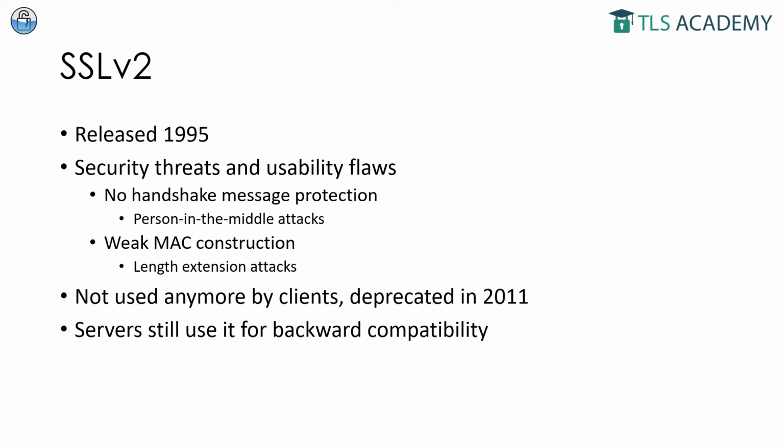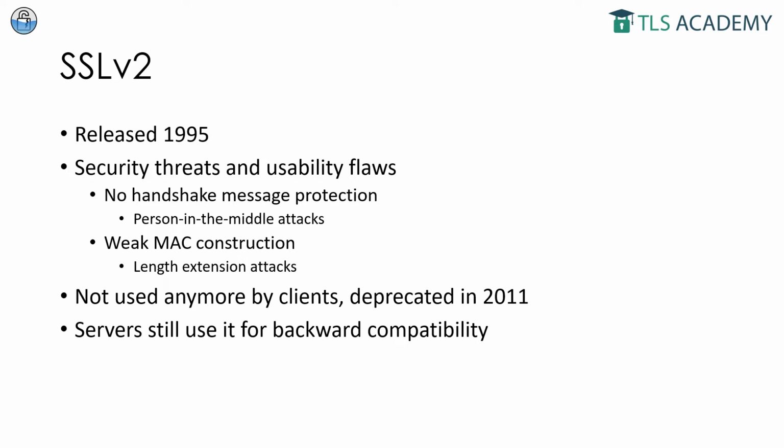SSL version 2, released in 1995, is the second version of the Secure Socket Layer protocol. The first two versions of SSL were immediately found to be vulnerable to trivial attacks, which were fixed in SSL version 3. Later versions of the standard were renamed TLS and share a similar structure to SSL version 3. The current version of the protocol is TLS 1.3.